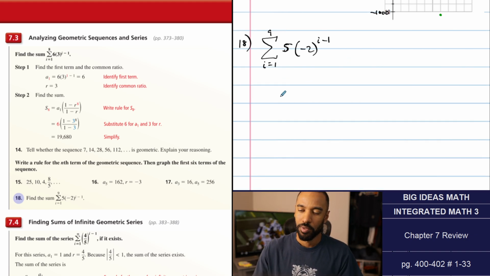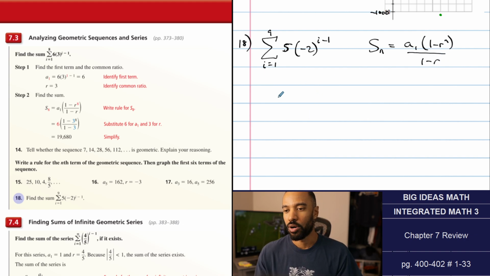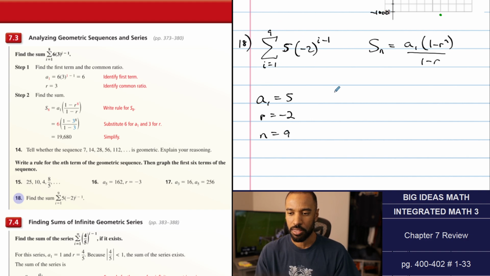So your rule is going to look like this: a sub 1 times 1 minus r to the n, all over 1 minus r. I write it kind of like that. Your first term is 5, your common ratio is negative 2, and we have 9 terms. We're going from the first to 9th terms, that's 9 terms total. This is what we're going to substitute in there.